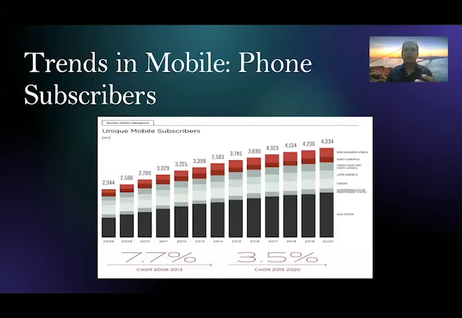Trend in mobile subscribers. If we look at it right now, this is the percentage from 2008 to 2013, and 2013 to 2020. So this is how unique mobile subscribers increased from 2008 to 2020. You can see that from 2013 to 2020, only 7 years, it increased 3.5% compared to 7.7% from 2008 to 2013, which is around 5 years.